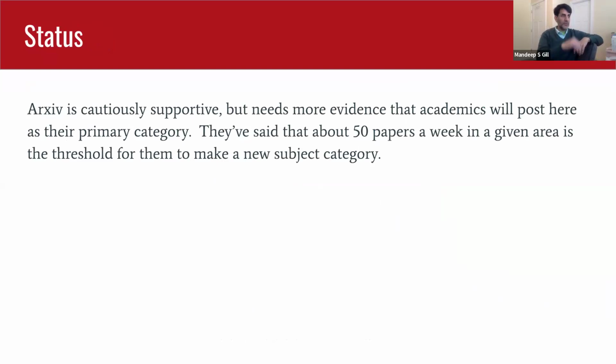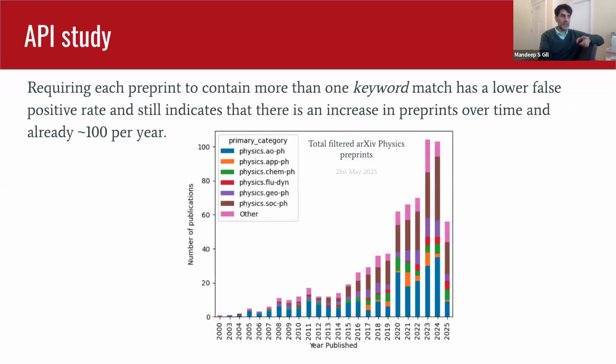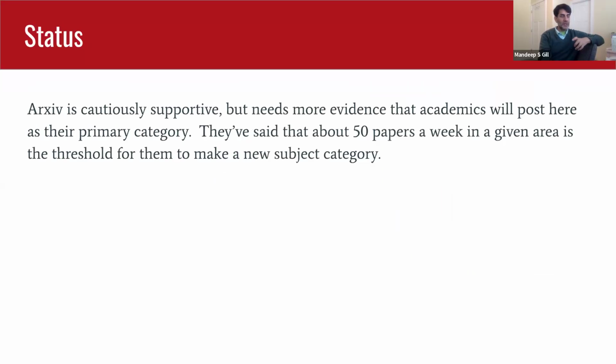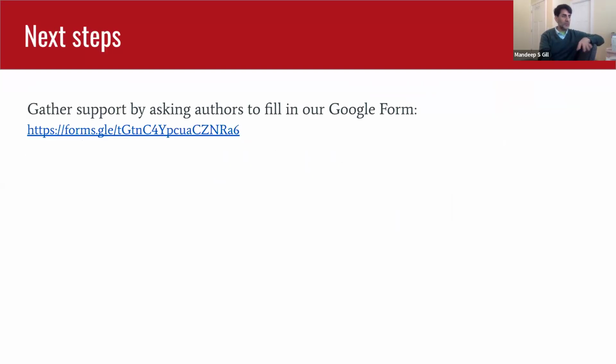So arXiv is supportive, but they need more evidence. And what I did recently here is they've said about 50 papers a week is the threshold to make a subject category. So if that's what they're actually going to do, we're going to be below that here if it's only 100 a year. But in our conversations with them, they've been supportive, but it's not a slam dunk that they're going to do this. So I would just go ahead and ask you guys to fill this form out.